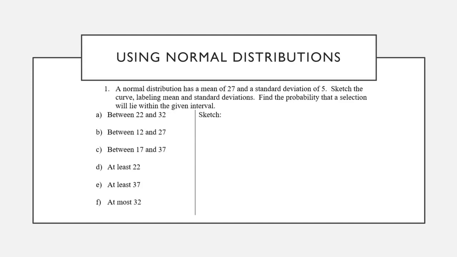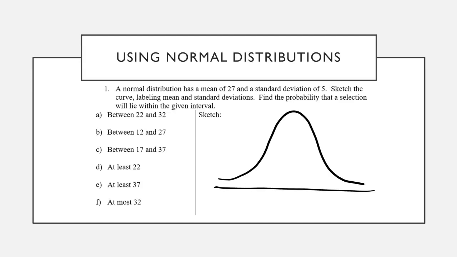Using normal distributions. A normal distribution has a mean of 27 and a standard deviation of 5. Sketch the curve, labeling mean and standard deviations. Find the probability that a selection will lie within the given interval. Let's start with a sketch of our normal distribution curve. Given this sketch, we know that the mean will equal 27. And we're told that the standard deviation is 5.